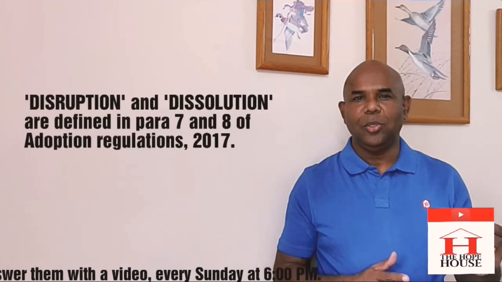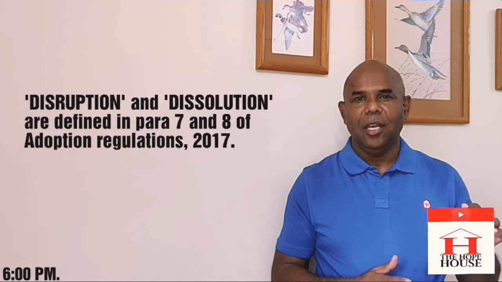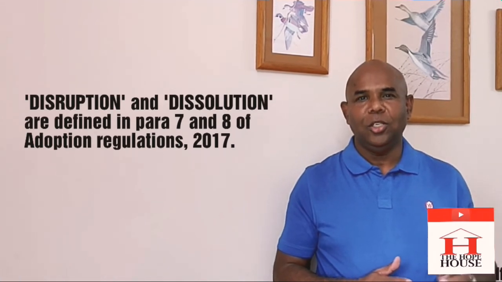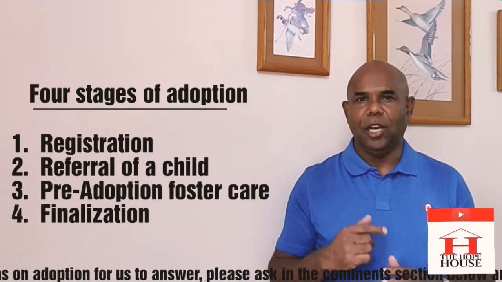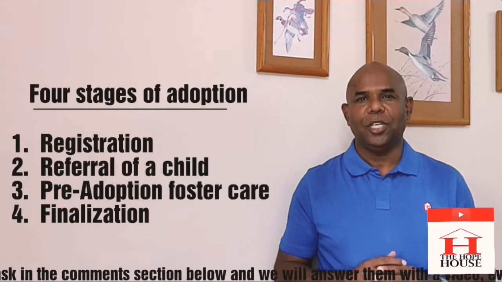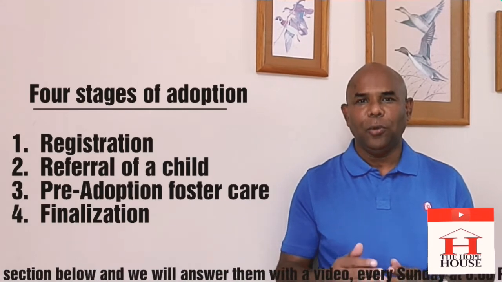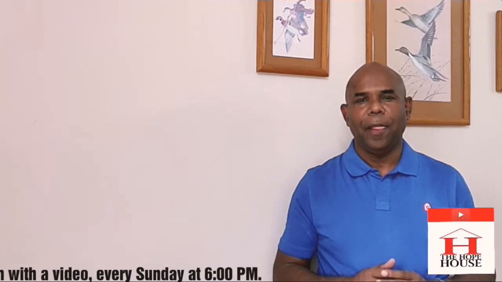Both the words disruption and dissolution are defined in the Adoption Regulations of 2017. There are 4 stages in adoption. First stage is registration, second stage is referral, third stage is pre-adoption foster care, and fourth stage is petition in the court to complete the adoption.